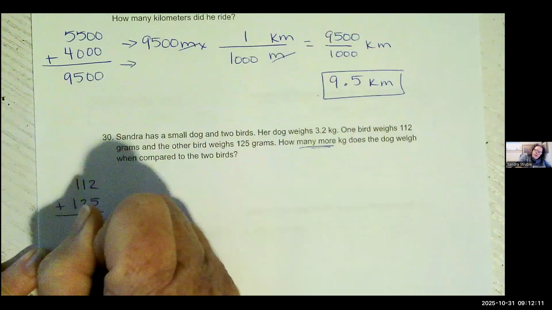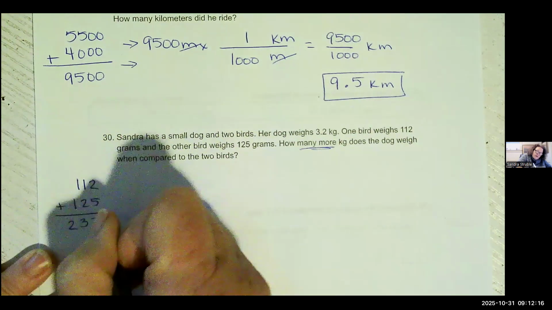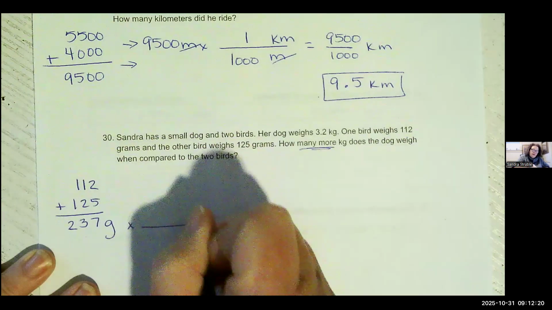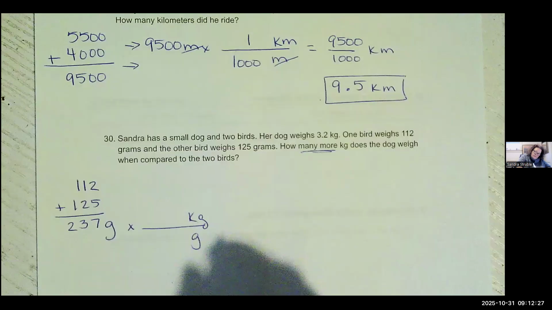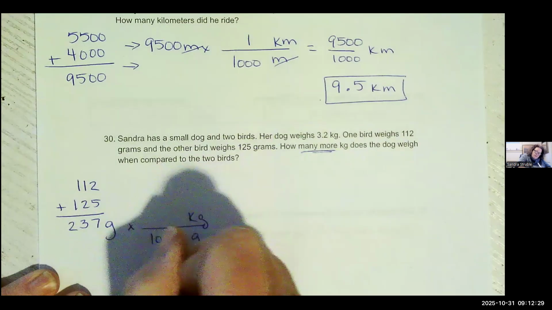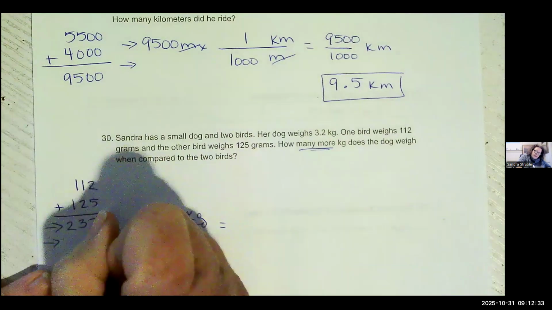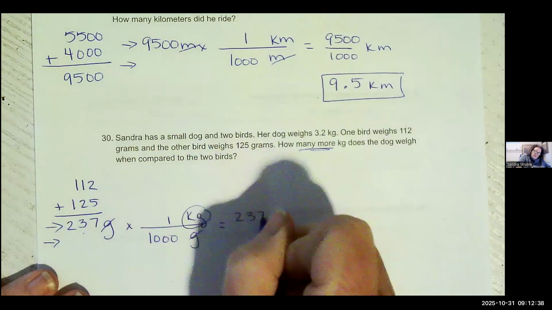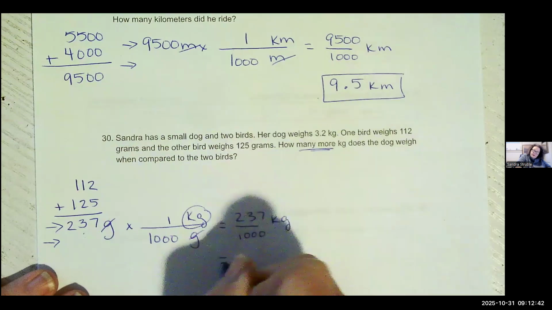So I have 237 grams for my birds, and I want to convert that to kilograms, and I do have a direct path. 1,000 grams is 1 kilogram. Multiplying straight across, my grams are gone. I'm left with kilograms. 237 divided by 1,000 is equal to 0.237 kilograms. Don't round this.